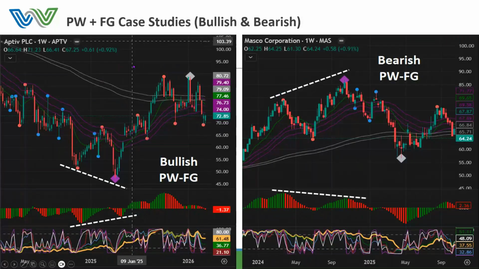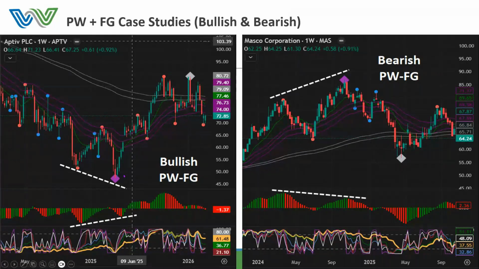Here are 2 other charts. The price to wave, this is a bullish price to wave fill the gap. So the price to wave is, you see the purple diamond, you have divergence. It's a move into the wave and then a move into and above the tunnel. That's the PW fill the gap.